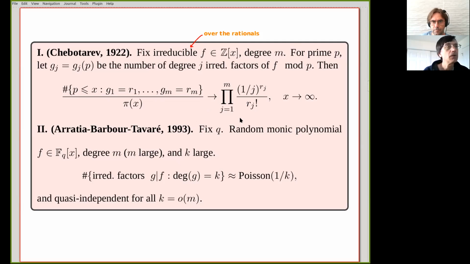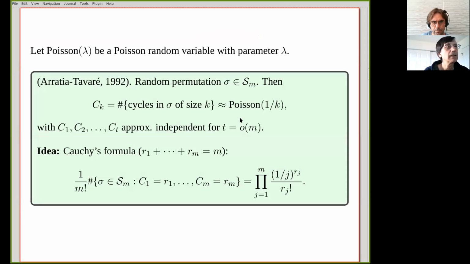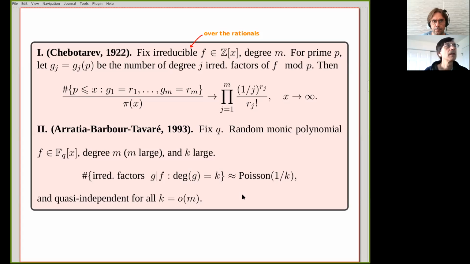That's one example of the Chebotarev density theorem. So here's that same product appearing in Cauchy's formula for permutations. The moral is that the statistics of factorization type match exactly the statistics of the cycle type of a random permutation.